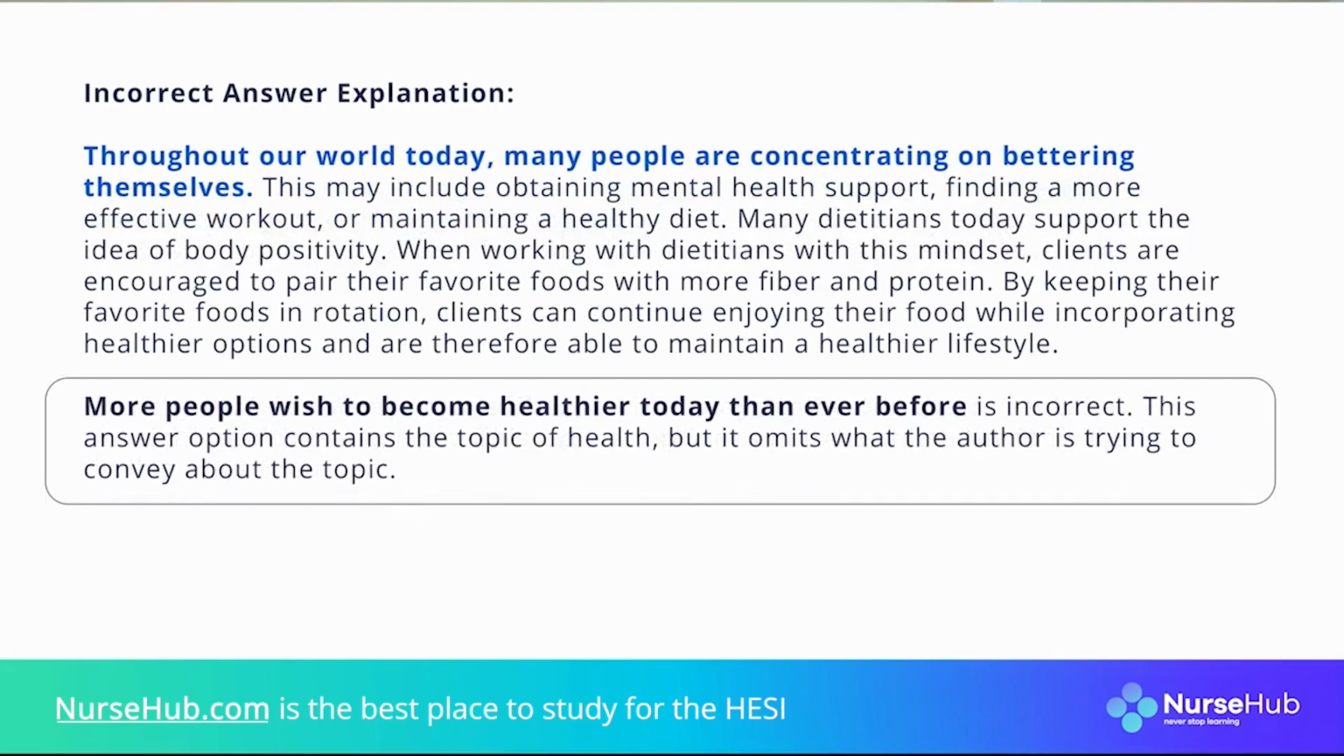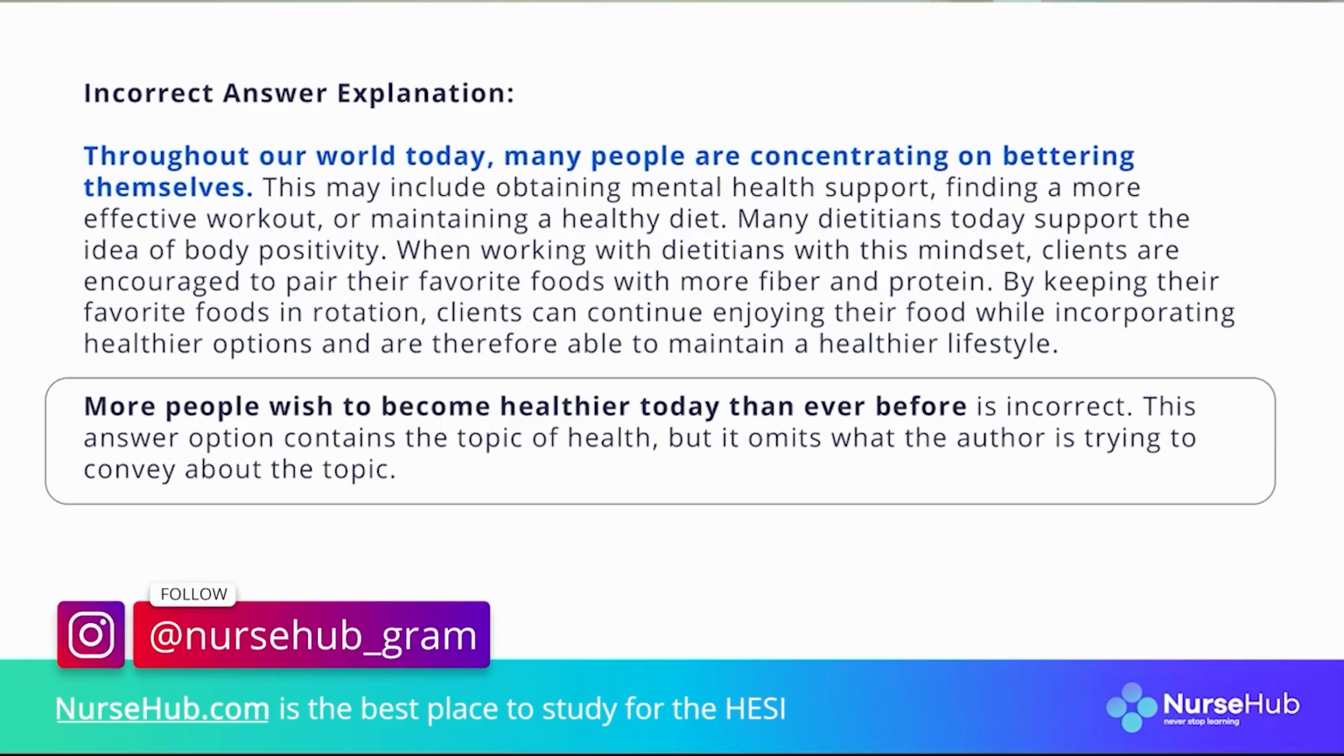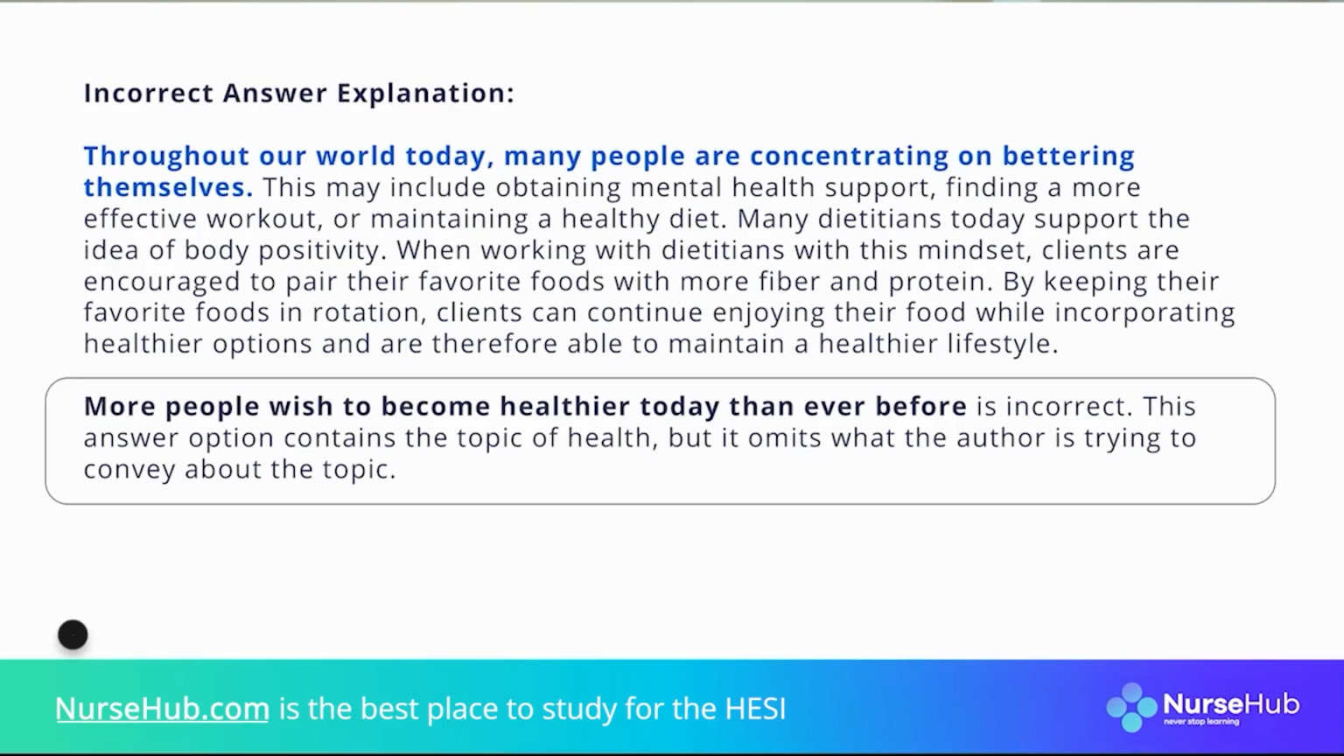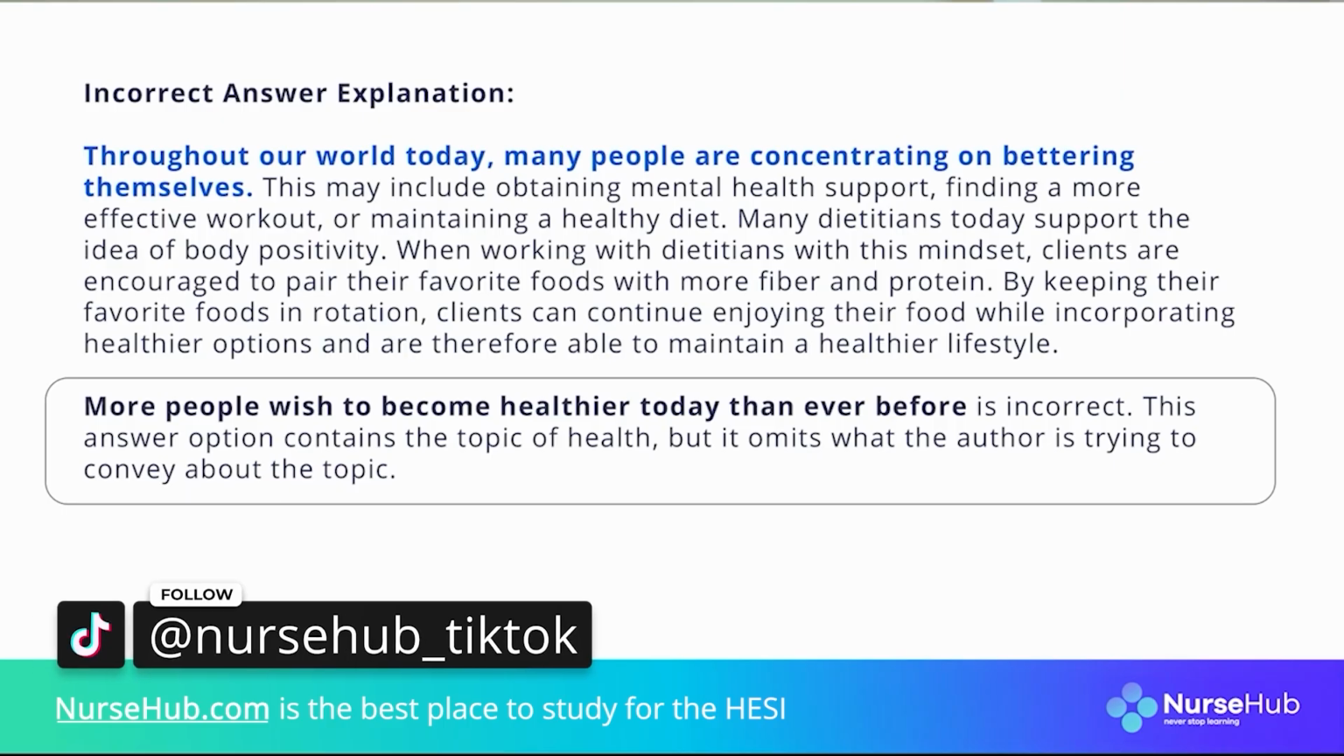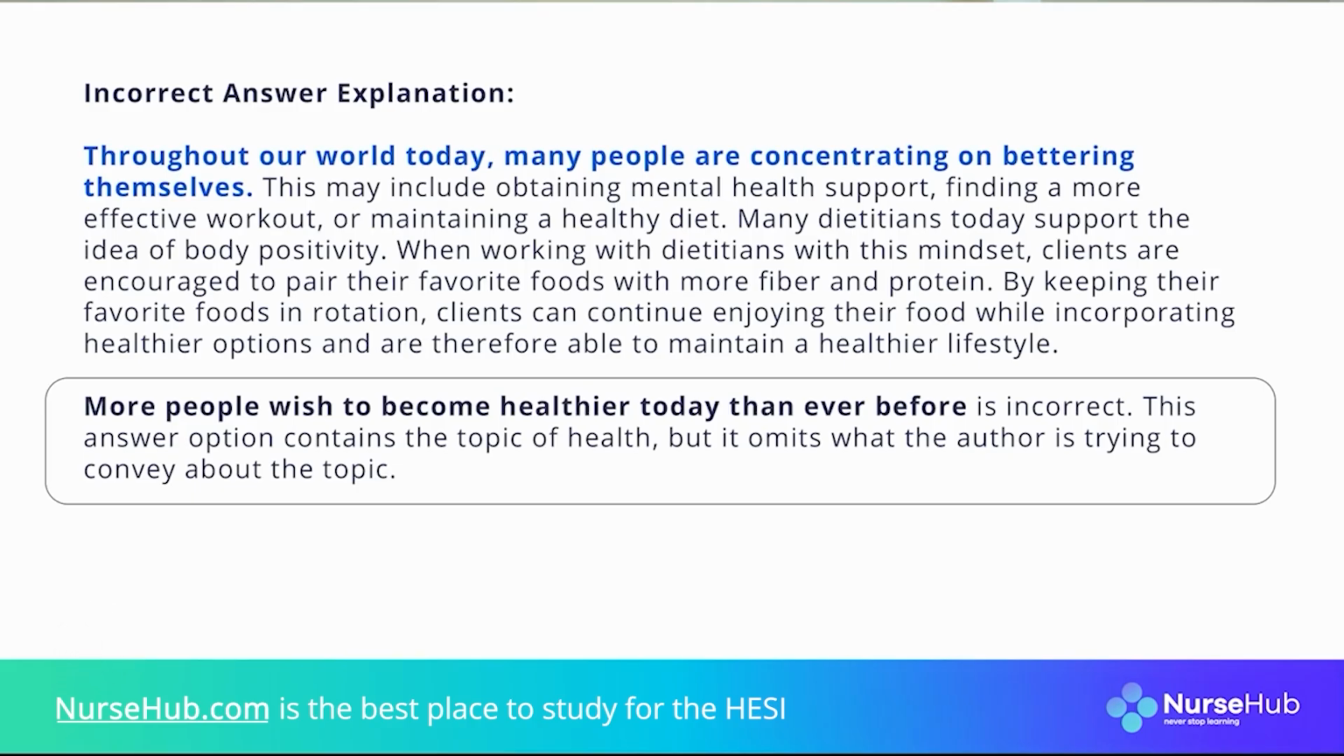All right, here is our final incorrect answer explanation. More people wish to become healthier today than ever before. So this answer option does contain the topic of health, but it really leaves out what the author's trying to tell us about health. So there are many people concentrating on their health, but there's no why or what or anything that has to do with the information that the experts convey in this paragraph.